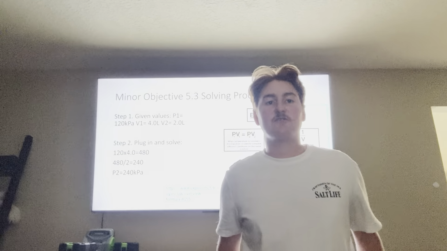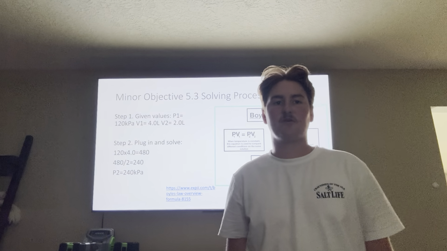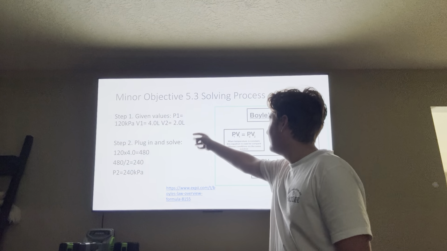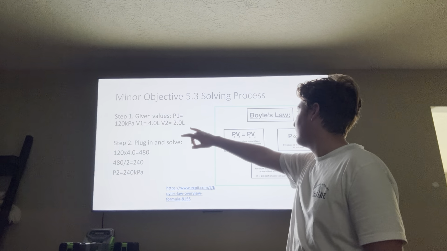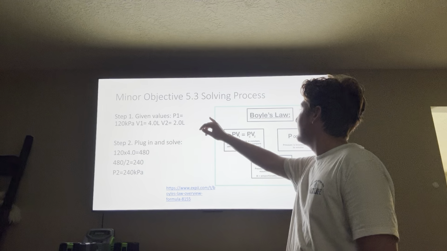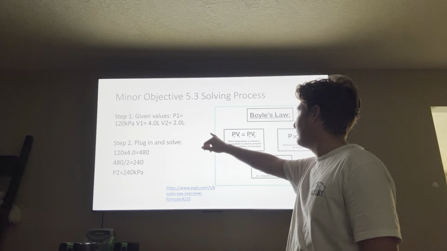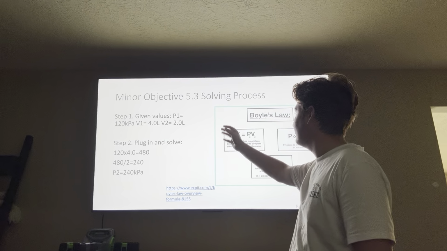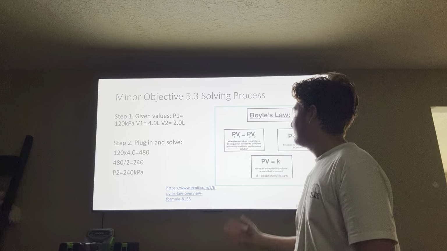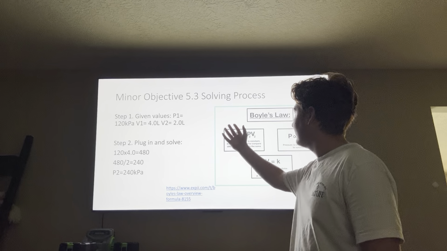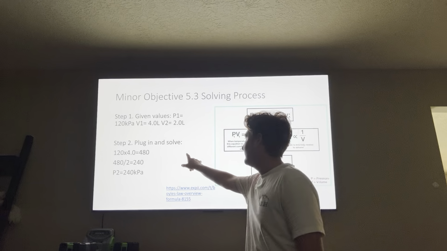So minor objective 5.3, the solving process. Step 1, the given values: P1 equals 120 kPa, V1 is 4.0 liters, and V2 is 2.0 liters. So you have everything except for P2. So you plug in and solve.